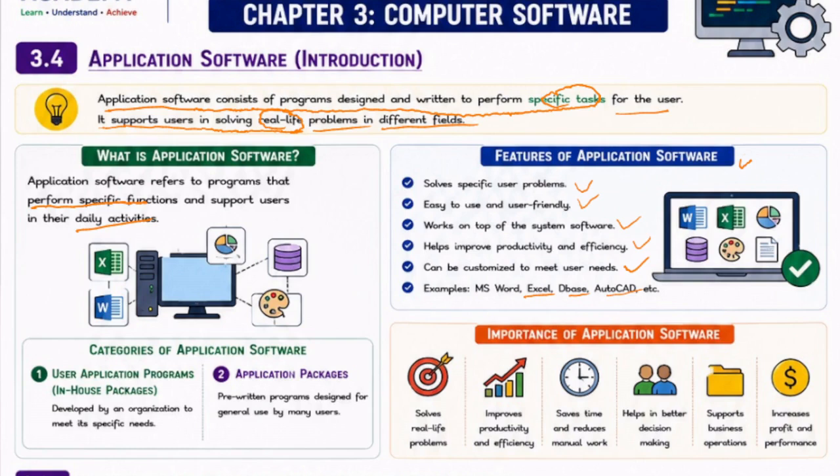Now, importance of application software: it solves real life problems, improves productivity and efficiency, saves time and reduces manual work, helps in better decision making, supports business operations, increases profit and performance.